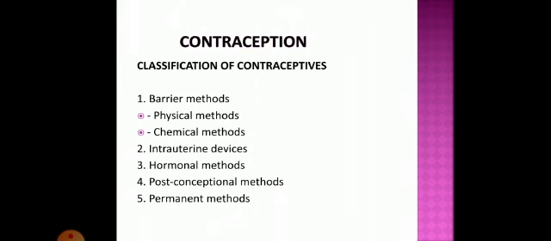Now let's go into the different methods of contraception. In the first slide, you can see how the contraceptives are classified. Broadly, they are divided into 5: the barrier methods, the intrauterine devices, the hormonal methods, the fourth one, the post-conceptional methods, and the fifth one, the permanent methods of contraception. The barrier method is again subdivided into 2, the physical methods and the chemical methods.